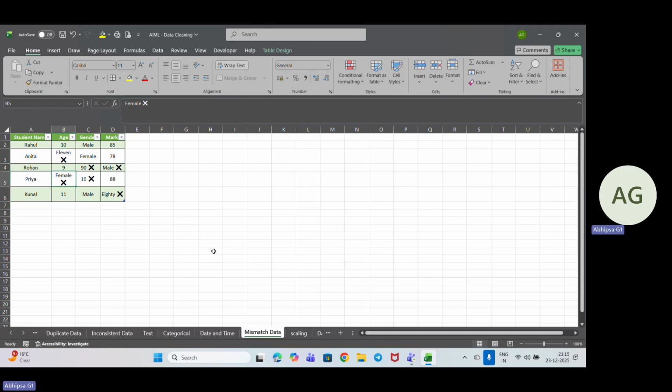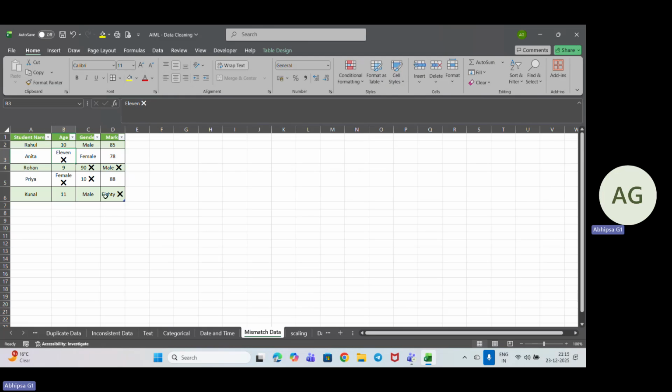Female shouldn't be taken here, right? That is gender, and gender cannot be in the age column. Or here also gender that is coming down to 90 or 10. That is an inconsistency. So we need to understand each column, what should it contain? Like age should contain only numbers, gender should contain male or female. Marks should contain any number between 0 to 100. Right? So then we need to find these wrong values.